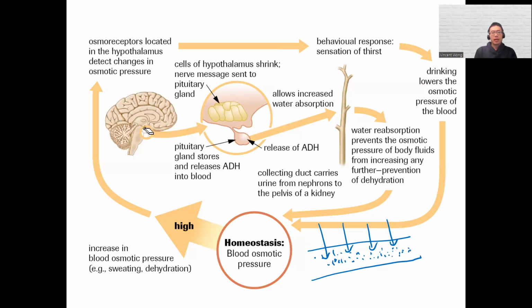The cells in the hypothalamus shrink as a result of this hypertonic environment around them. That sends a signal down to the posterior pituitary gland. It doesn't say posterior here, but you should know it's the posterior. And that's going to release the ADH. ADH goes to your distal tubule and collecting duct, and you're going to absorb water. You don't want to be losing water through peeing. You want to keep as much of it as possible.